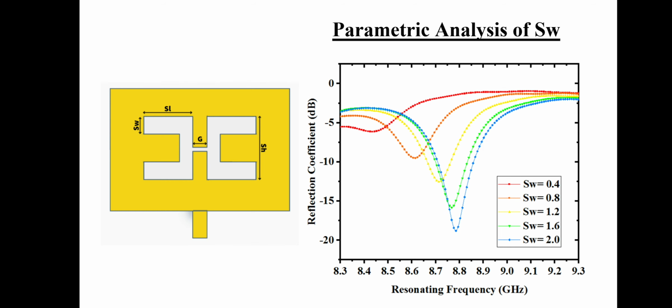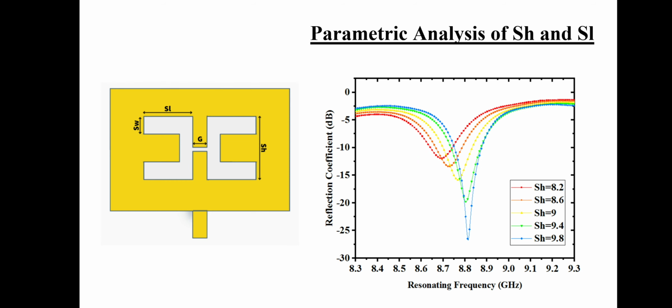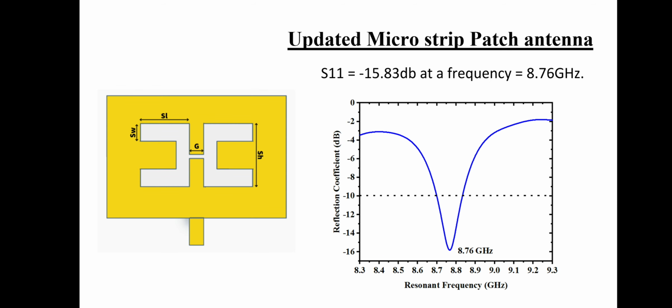At the same time, we also calculated the parametric differences of the breadth of SW as mentioned in the figure, and by varying various distances we achieved various S11 ratios, and we chose the one that is greater and better for the microstrip patch antenna. In the same way, we analyzed the parametrics of SH and SL also.